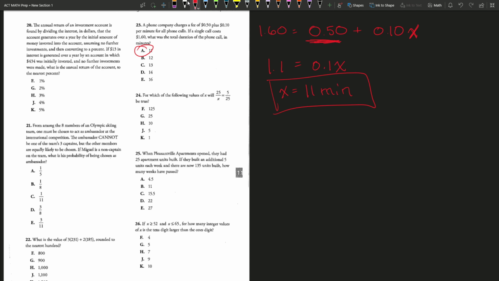So this is asking what the total duration of the phone call is. So X is in minutes, right? That's the number of minutes times the average rate of change. That would give us minutes times cost, I guess. So really, if we have units here, this is $1.6. This is 50 cents. And then this is cents times minutes, right?